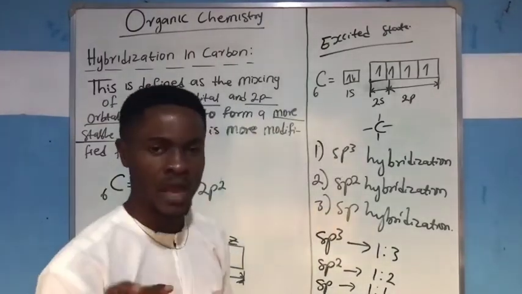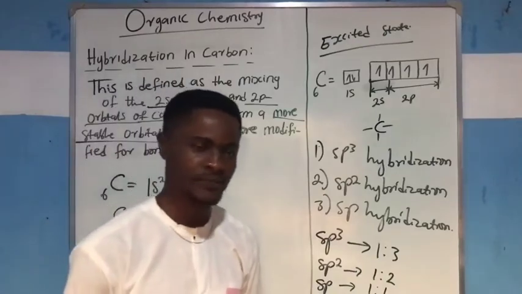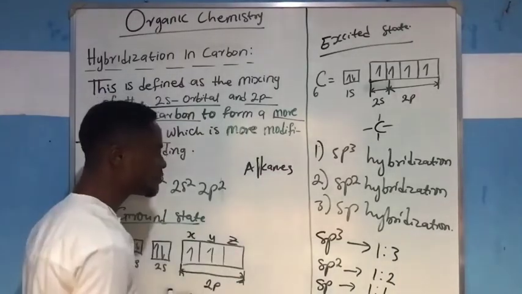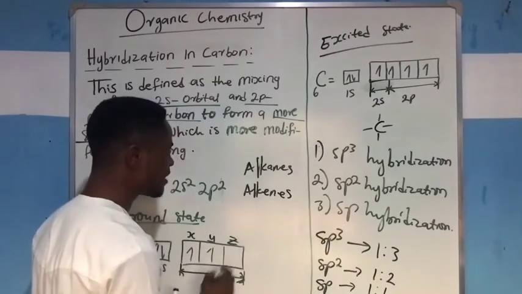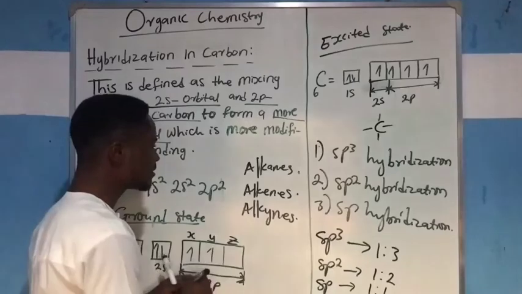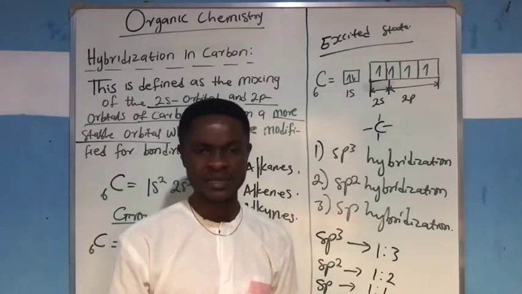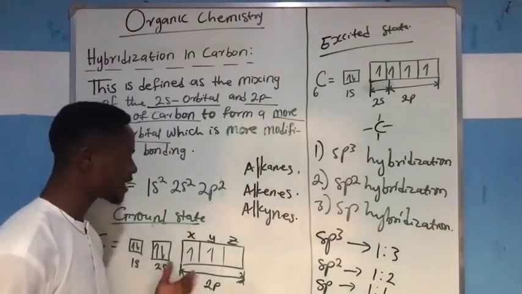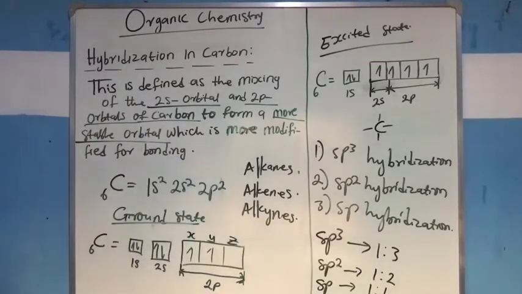Another important thing I want you to understand in this concept is that sp3 hybridization is usually found in alkanes. And sp2 hybridization is usually found in alkenes. Then finally, sp hybridization is usually found in alkynes. So these alkanes, alkenes, and alkynes are the 3 hydrocarbons we know. I've already made a video under the concept of hydrocarbons, so you can quickly go and check the video I made under hydrocarbons. So this is it. You can carefully take a screenshot of the board and make a note.